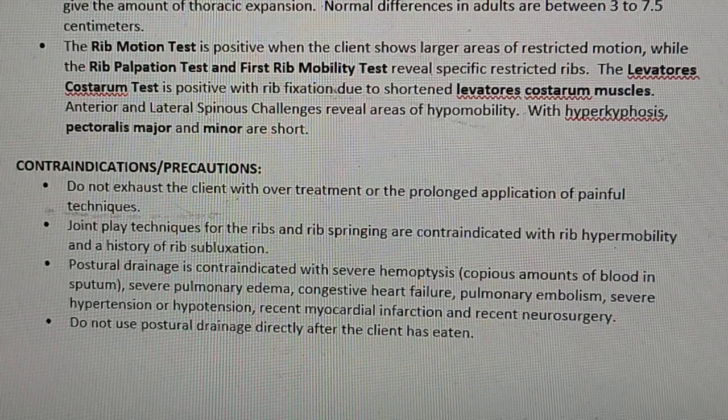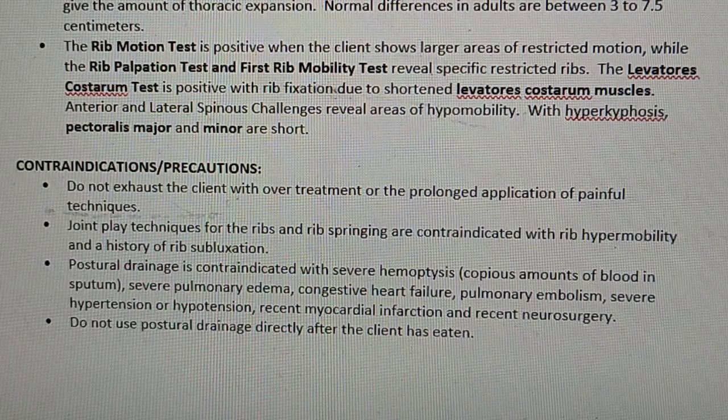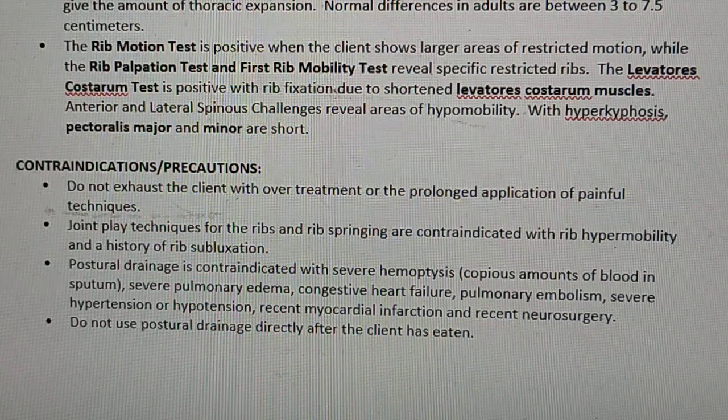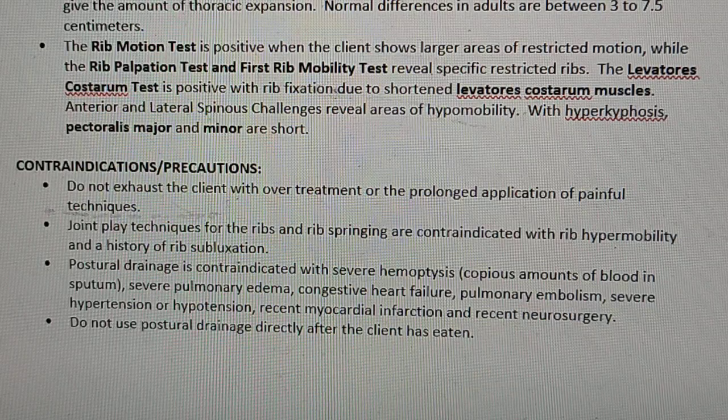Postural drainage is contraindicated with severe hemoptysis, copious amounts of blood in sputum. So hemoptysis means there is a presence of blood in the sputum, in the mucus. Also severe pulmonary edema, which is swelling pertaining to the lungs, congestive heart failure, and pulmonary embolism, so there's clotting in the areas of the lung, the airway, the passageway towards the lungs. Severe hypertension, which is high blood pressure, and hypotension, low blood pressure.